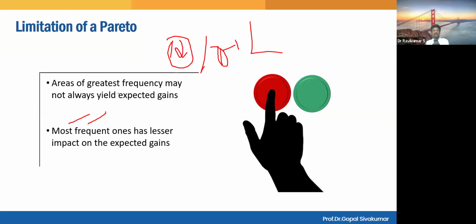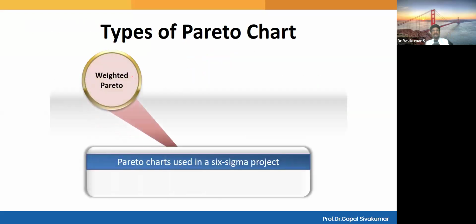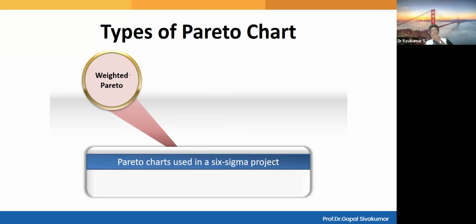Okay, so when you select the project problem based on the count alone, it may not get you the desired results. So you have to go for weighted Pareto, which uses the cost. Not the numbers alone. Do you guys understand? Agree with me? Yes. Any questions in this? Okay. Then weighted Pareto will be using the cost.